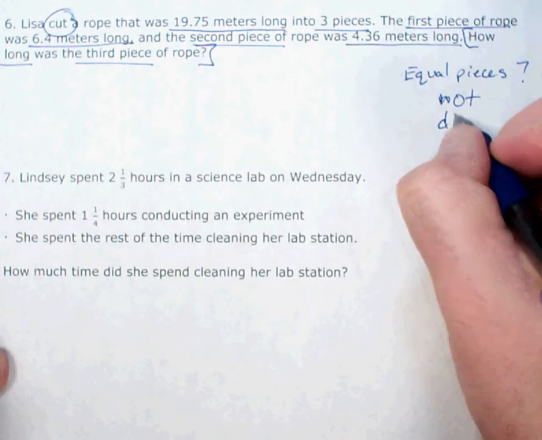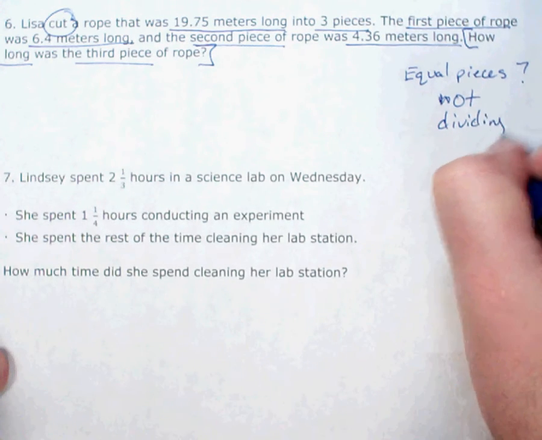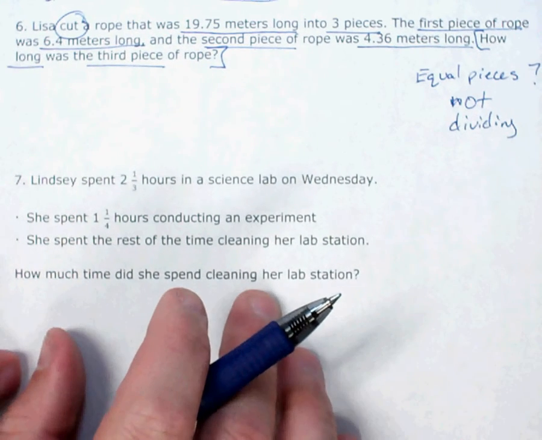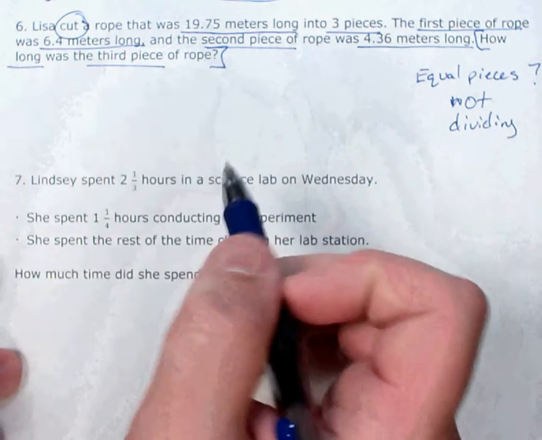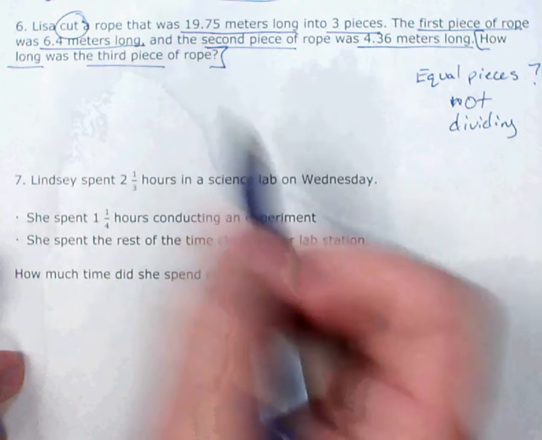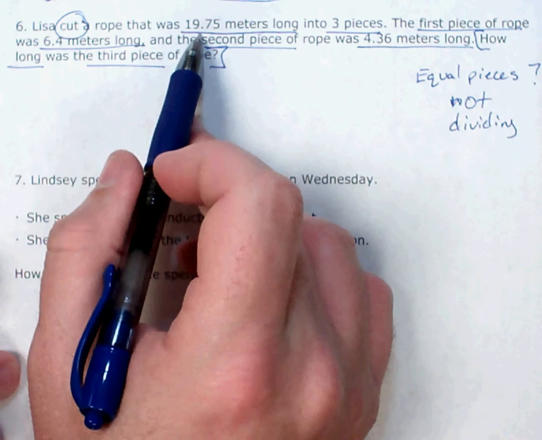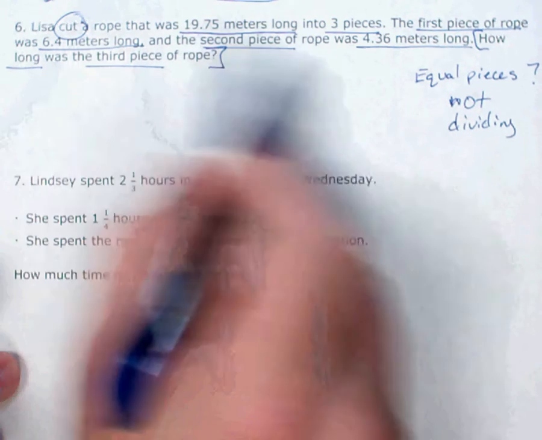So because it's no, we're not dividing. All right, so what we have to do is figure out how much was cut. Now there's a couple of ways we could do this to find this third piece. We've got the starting amount. We've got how much was taken off the first time and how much was taken off the second time.